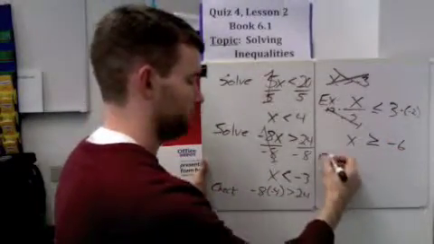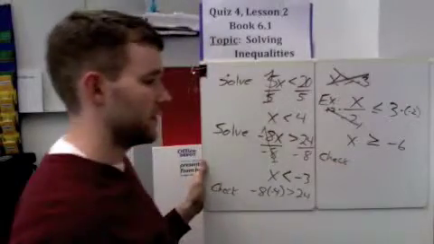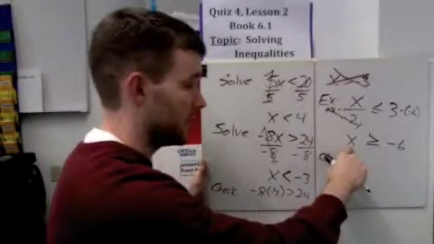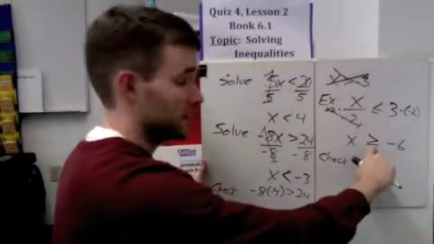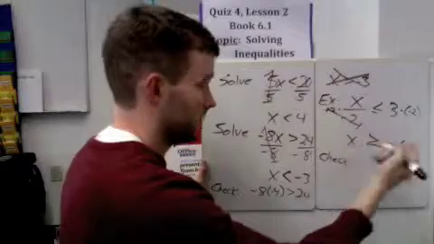And now to check it, in this instance we actually could choose negative 6 because x could be equal to negative 6. That's what that extra little line means. And so we would say, let's try negative 6.